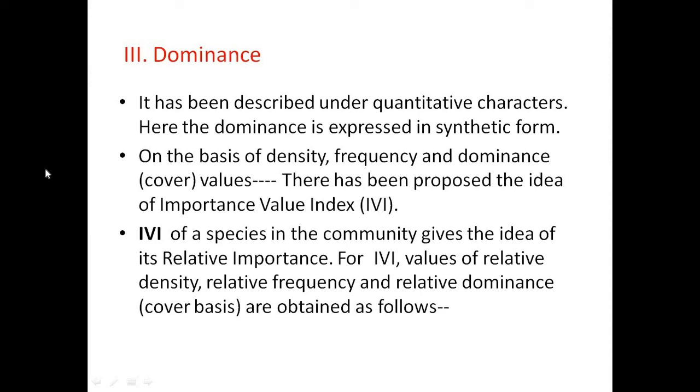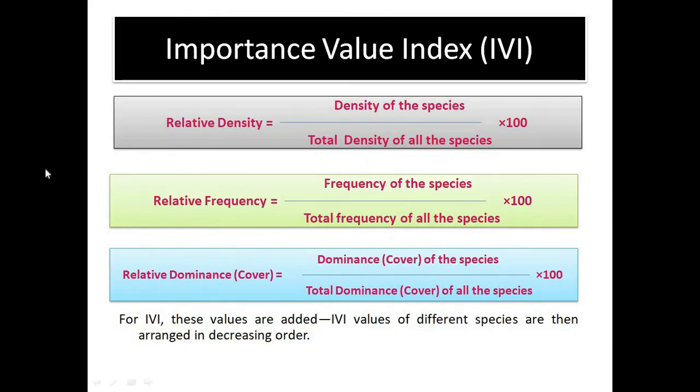Dominance is described under quantitative characters. Here the dominance is expressed in synthetic form also. So on the basis of density, frequency and dominance, cover values, there has been proposed the idea of importance value index, also called IVI. IVI of a species in the community gives the idea of its relative importance. For IVI, values of relative density, relative frequency and relative dominance are obtained as follows, and this formula is used.